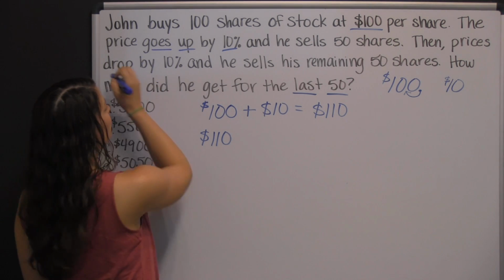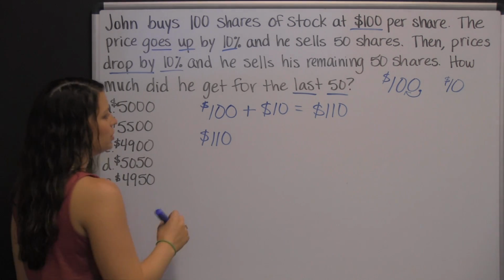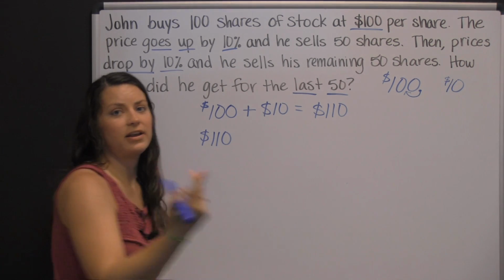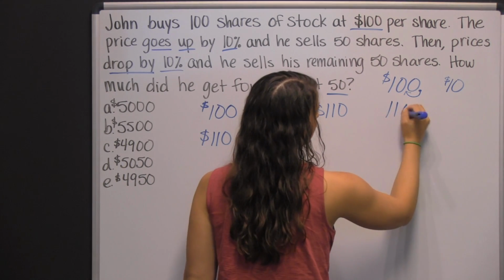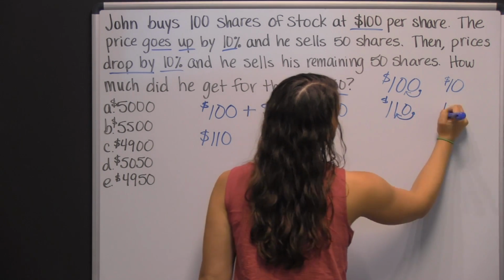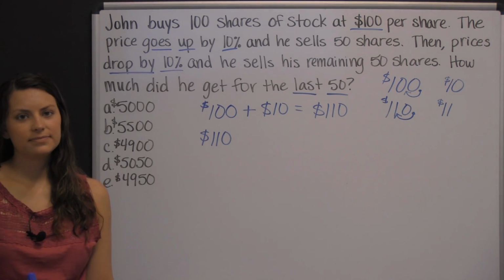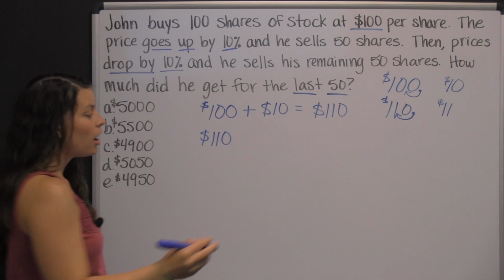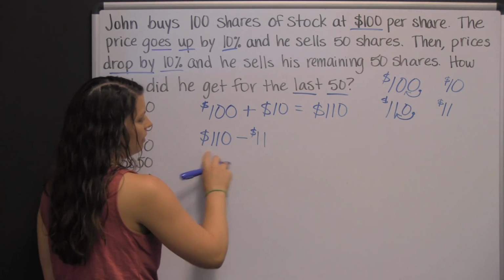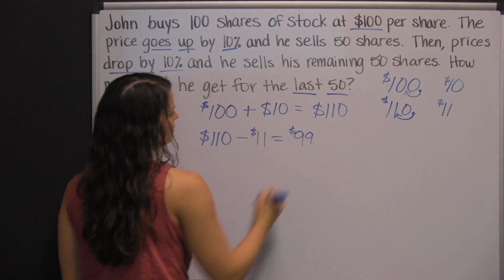Okay, so this was the price after it increased by 10%. But then the prices dropped by 10%. So 10% of $110, again, we find it the same way. Just take that decimal, move it one place to the left, and that's 10% of 110. Since it dropped, we subtract the $11 from the $110, which is $99.